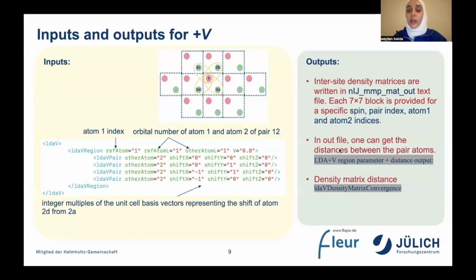In the out file, you can have a look at the distances between the pair atoms. So, for example, the distance between atom 1 and this atom, or this, or this. You can get the distances by looking at this line, and also you can look at the convergence of the inter-site occupation matrix.